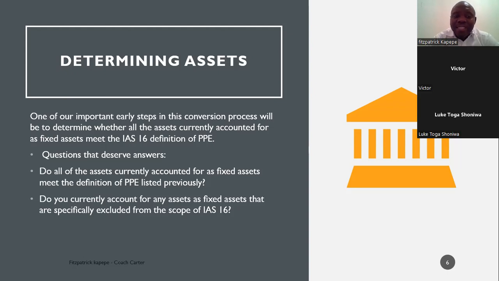If they are excluded under the scope of IAS 16, they will still be fixed assets. They will still sit under non-current assets, but they will not be accounted for under IAS 16.